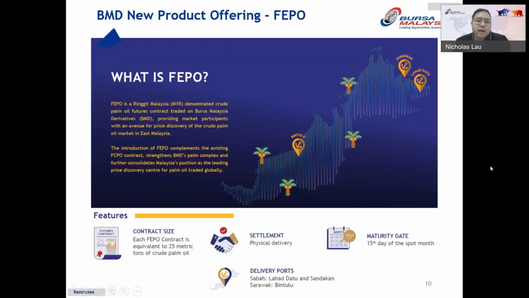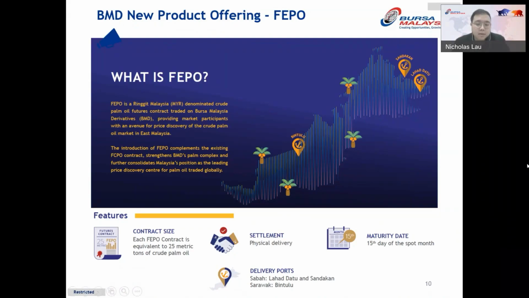Okay, so now that we've covered FCPO, I would like to touch on our newly launched product, which is the FEPO, or the East Malaysian Crude Palm Oil Futures Contract, that's the full name. So the FEPO is a ringgit-denominated crude palm oil futures contract as well. And the introduction of this contract is meant to complement the existing FCPO contract, as well as strengthen our palm complex to further consolidate Malaysia's position as the leading price discovery center for palm oil traded globally.